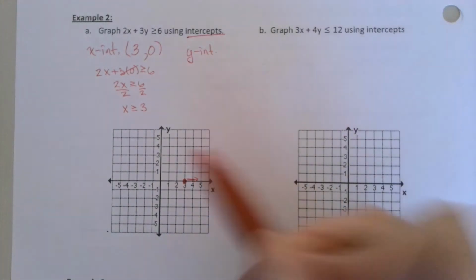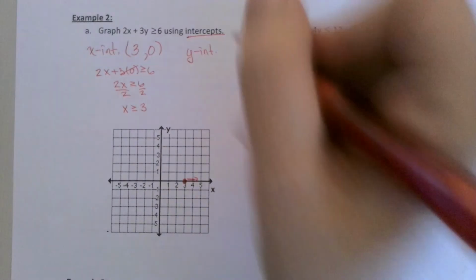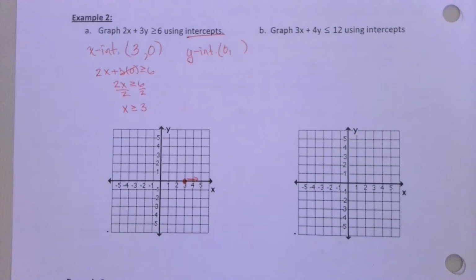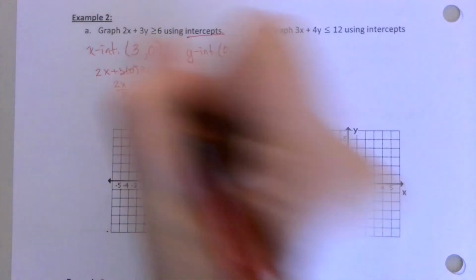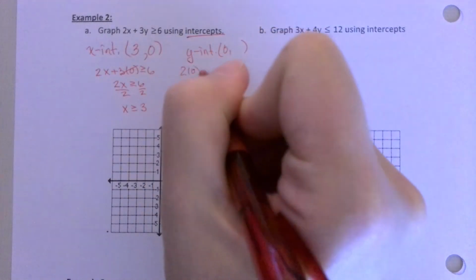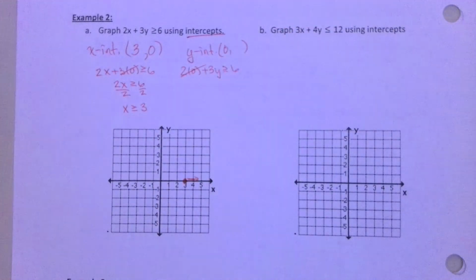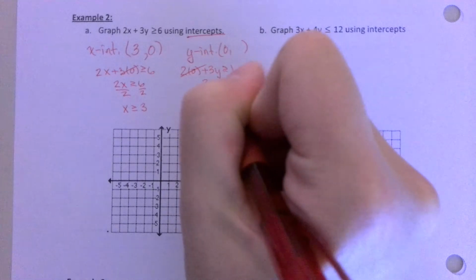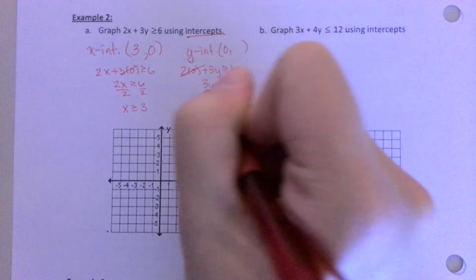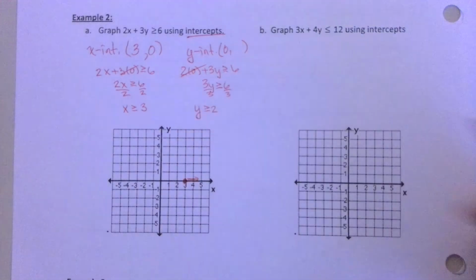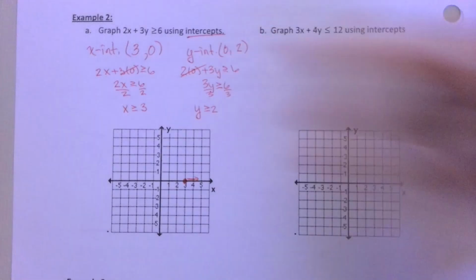Okay, y-intercept is on the y-axis, and that means the x value is always 0. So here we go. Let's plug it in. 2 times x is 0 plus 3y is greater than or equal to 6. That's gone, and I get 3y is greater than or equal to 6. And I divide by 3, and I get y is greater than or equal to 2. So let's plot that point at 0, 2.